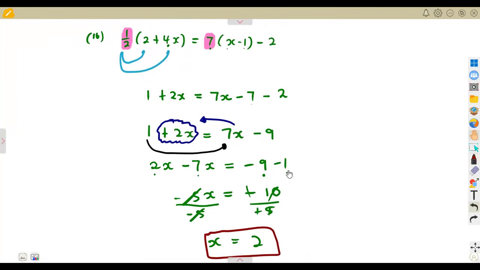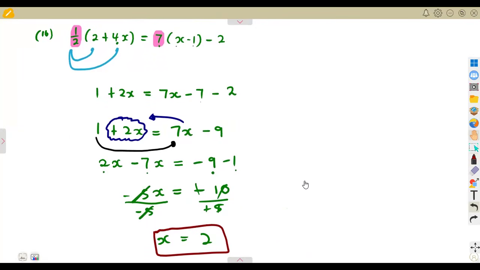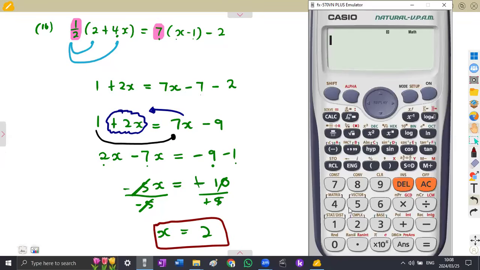With this value of x, if we are to test it, we are going to see that the left-hand side is equal to the right-hand side. Here, we are not asked to prove this, but you can just prove it on your calculator. This is 1/2, that's half of the bracket, 2 plus 4x. So 4x means 4 times this number, which is 2. So 4 times 2 is 8. So that's going to be a 5. On the left-hand side, you're obtaining a 5.